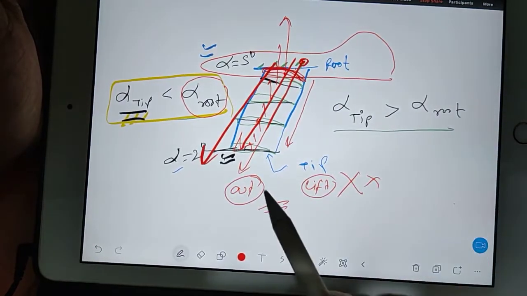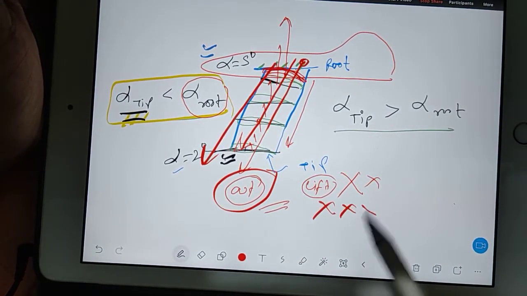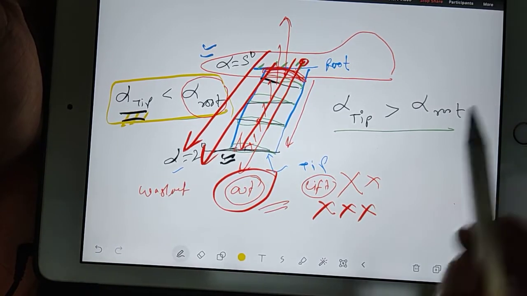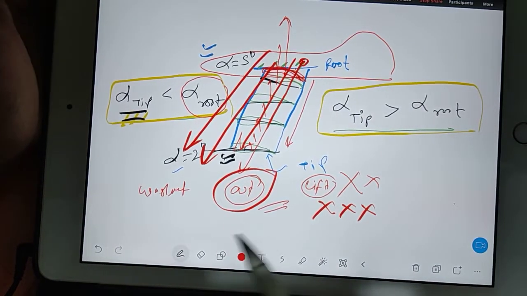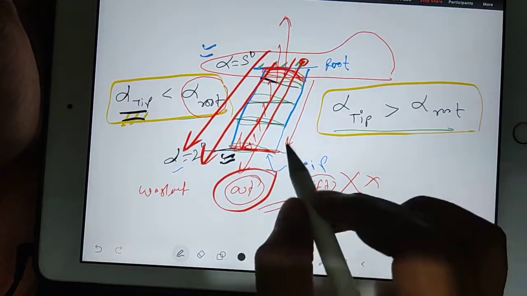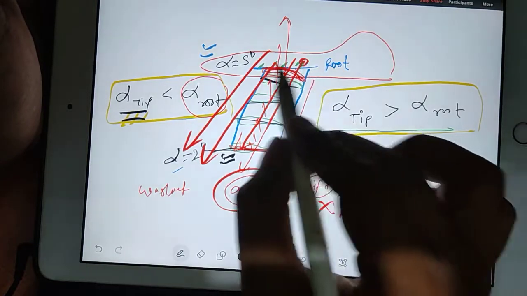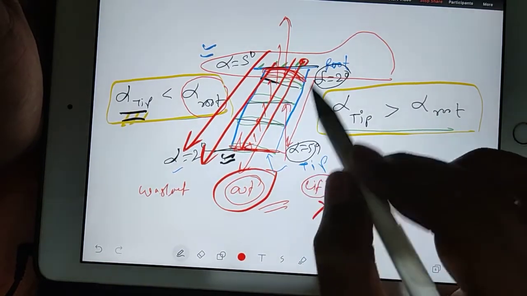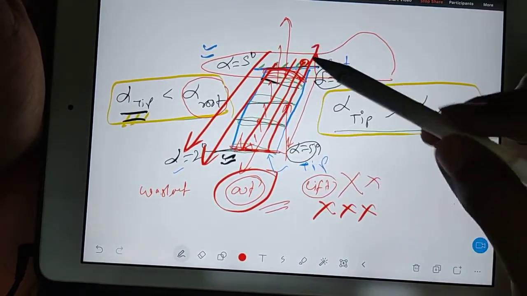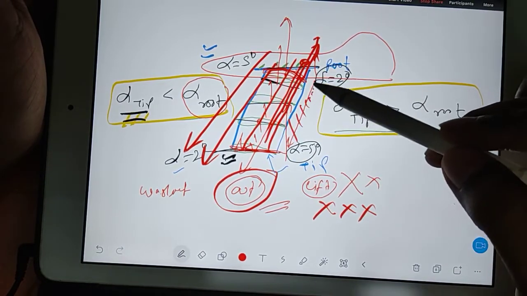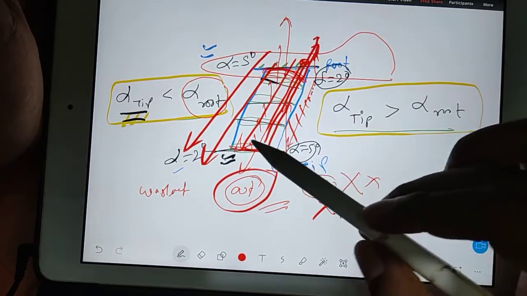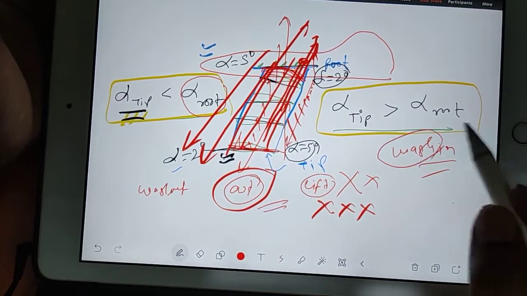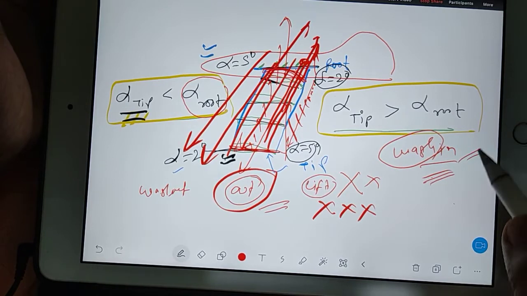So you can say wash out. When you are coming outside, lift is vanishing, I mean lift is decreasing. The technical term we say is wash out. And just the opposite: if at the tip you are providing more angle of attack, suppose 5 degree at the tip and alpha equal to 2 degree at the root, then at the tip you will have more lift and at the root less lift. So when you are going in towards the aeroplane, your lift is decreasing, vanishing as you go in. So that is wash in. Clear?